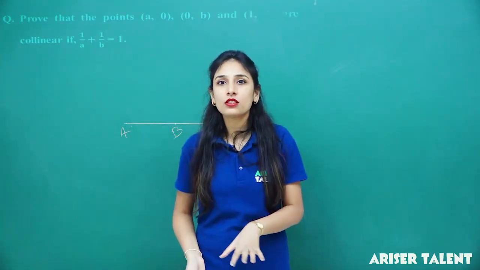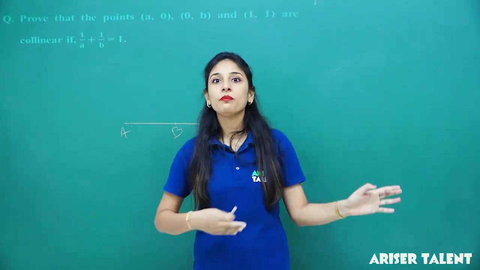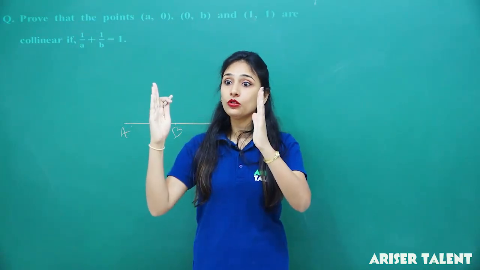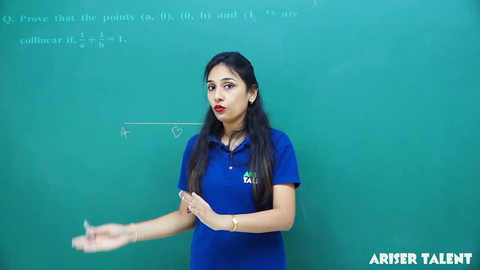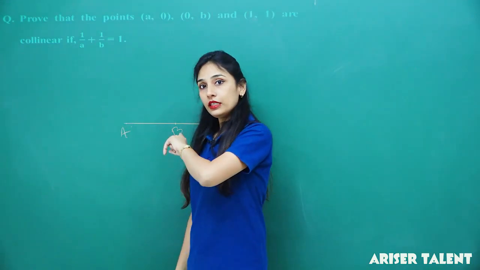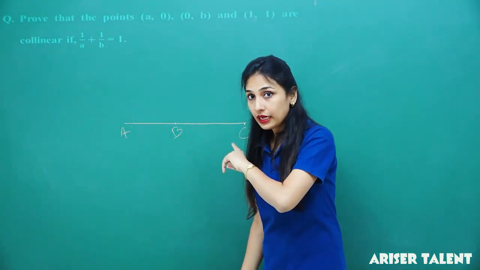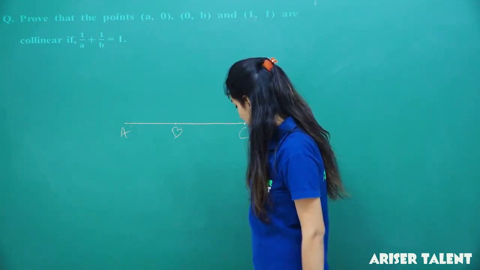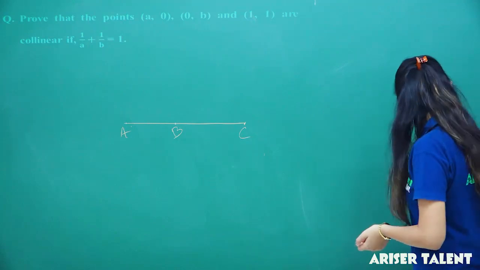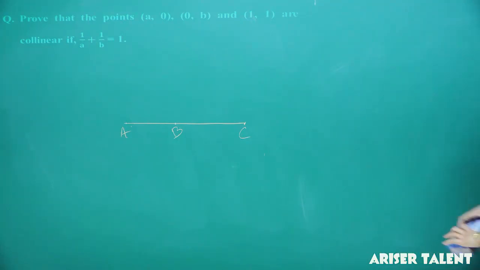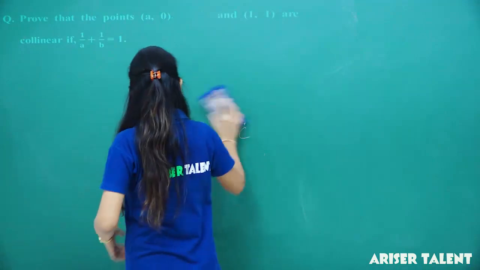Now the 1 by 2 is just a modulus. We'll remove that 1 by 2, and the complete formula has to be equal to 0 for it to be collinear, right? So we'll apply that formula here and see what the result will be. Okay, just try that.